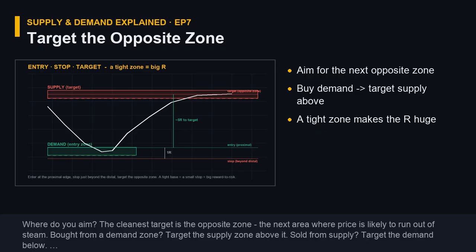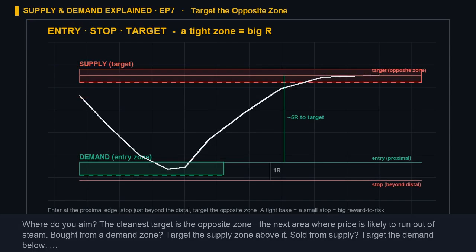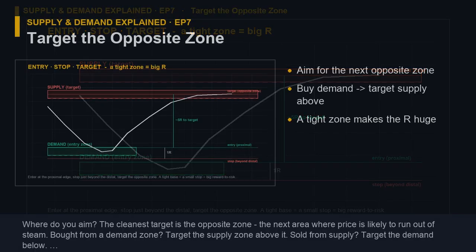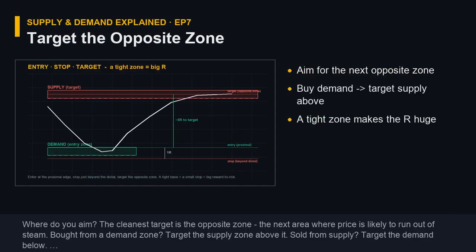Where do you aim? The cleanest target is the opposite zone, the next area where price is likely to run out of steam. Bought from a demand zone? Target the supply zone above it. Sold from supply? Target the demand below. Because your stop is small, just the width of a tight base, even a normal move to the opposite zone can be 4 or 5 times your risk. That asymmetry, a small stop and a distant target, is the entire financial case for trading zones.